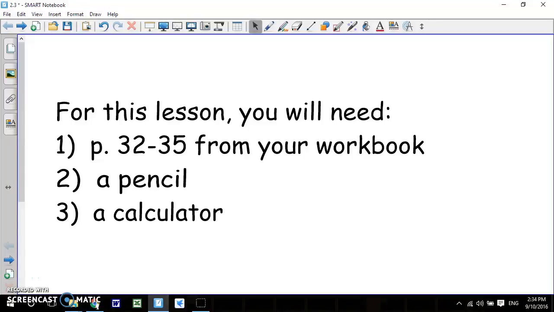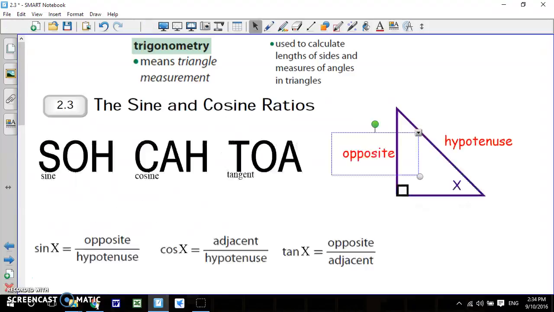For this lesson, you will need pages 32 to 35 from your workbook, a pencil, and a calculator. We are going to study trigonometry. Trigonometry is a branch of math that deals with triangle measurements.